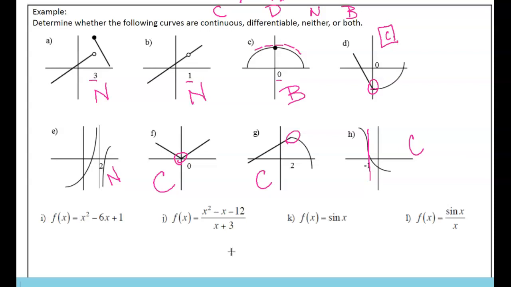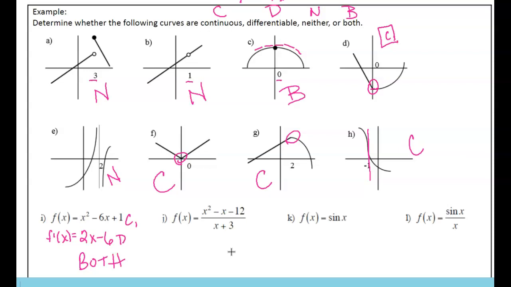Okay, so let's look at I. When you're given the functions, I actually think it's easier because I just do them and then I think about it. If I look at the original, can I plug in all the values I want to and get something? Well, yeah, it's just a quadratic. So it's definitely continuous. For differentiable, I'm going to take my derivative and ask the same question. Can I plug in any number I want into the derivative and get a value? Yeah, that's just a line. So definitely. So this one's going to be both.